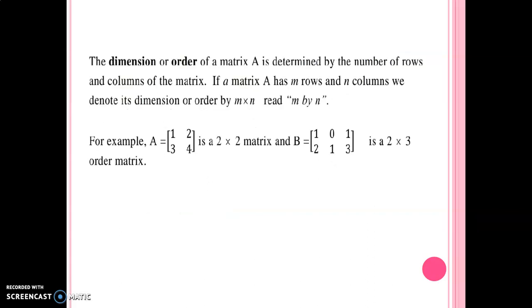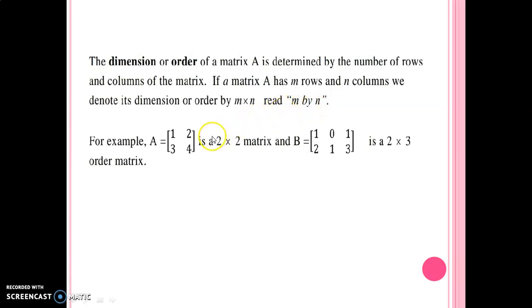Next, we'll define the dimension or order of a matrix A. It is defined as the number of rows and number of columns in the matrix. That is, if a matrix A has m rows and n columns, then its dimension or order is written as m cross n and is read as m by n.